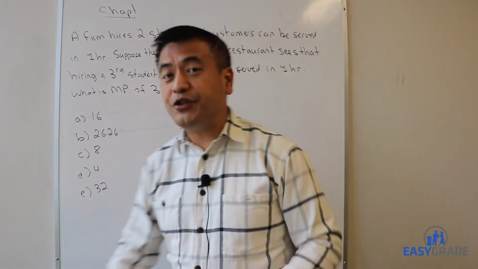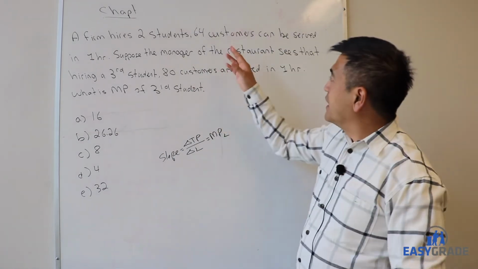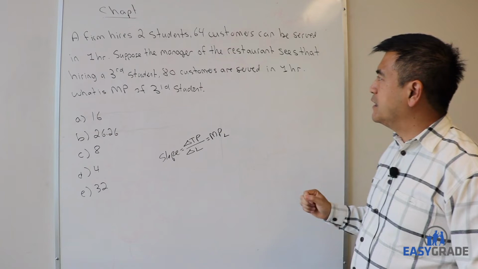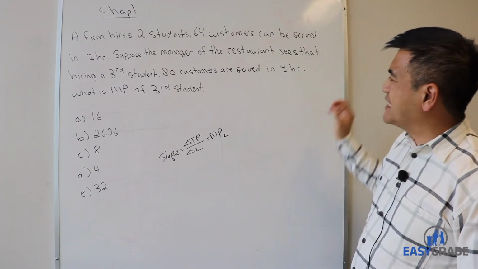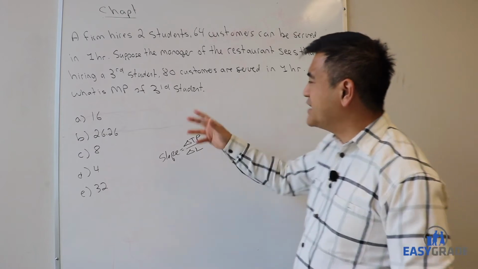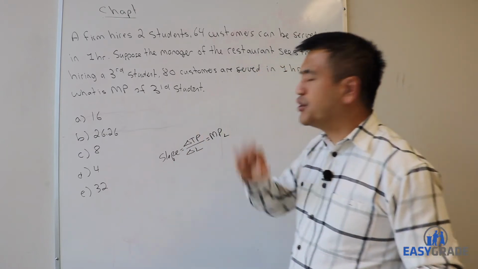A firm hires 2 students. 64 customers can be served in 1 hour. The manager of the restaurant sees that by hiring a 3rd student, we can have 80 customers. What is the marginal product of the 3rd student?